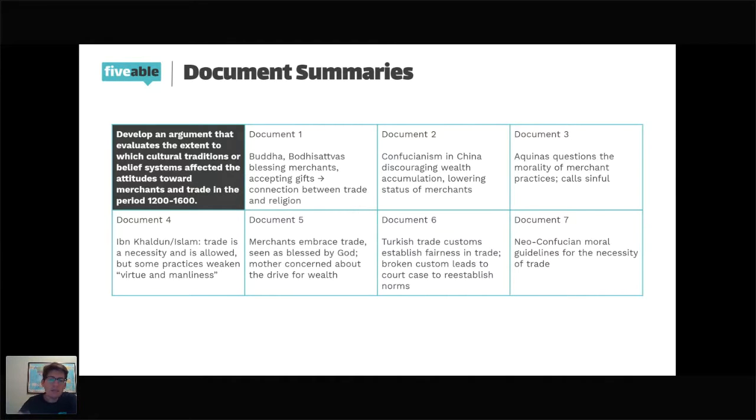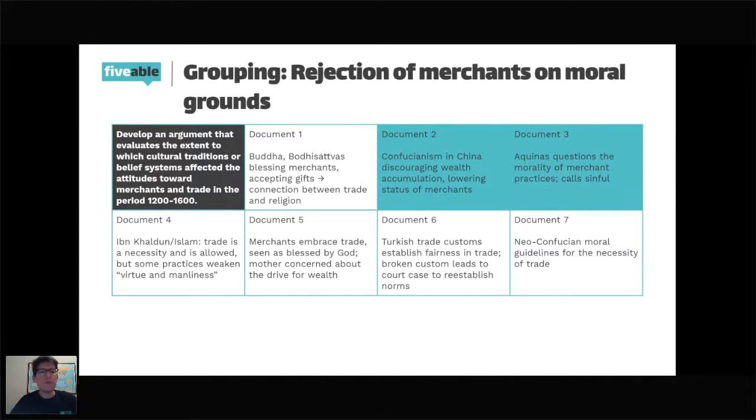but you can use multiple documents to support each claim. So if we go through this, I've started thinking about how we might group some of these documents together. For example, one of the things as we read this that stood out to me was the outright rejection of merchants and trade. So these would be cultural traditions and belief systems that rejected merchants and trade on moral grounds, right? Confucianism and Aquinas with Christianity seemed to see this action as sinful or somehow working against the good of society.